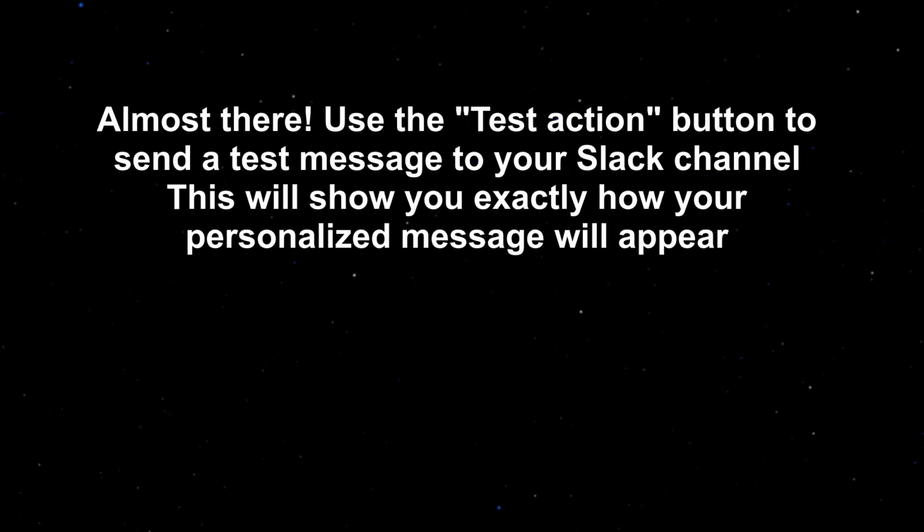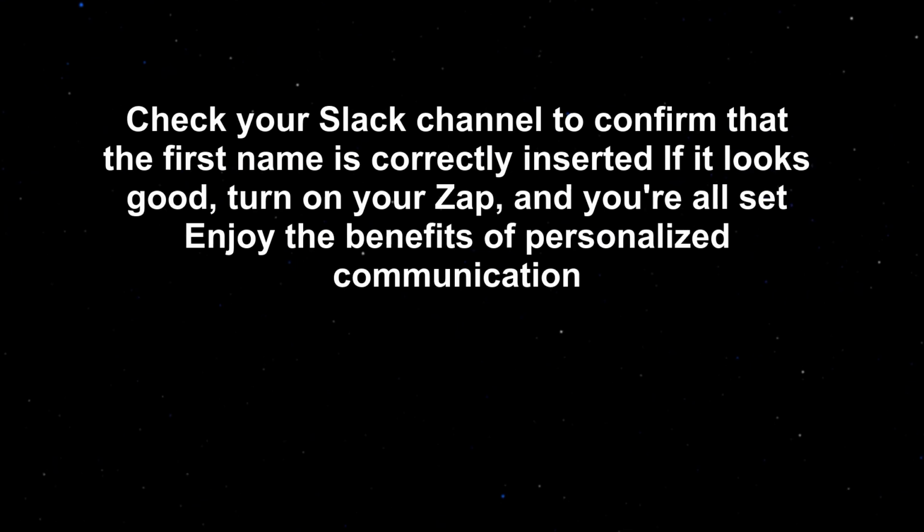Almost there. Use the test action button to send a test message to your Slack channel. This will show you exactly how your personalized message will appear. Check your Slack channel to confirm that the first name is correctly inserted. If it looks good, turn on your Zap, and you're all set. Enjoy the benefits of personalized communication.